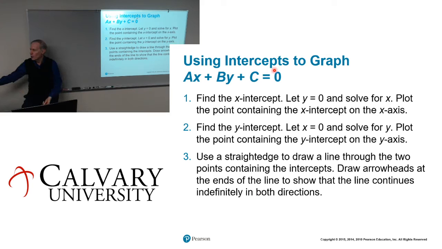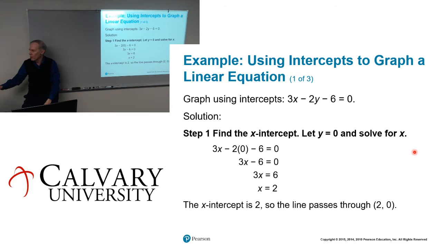So what you would do for an x-intercept, you would just let y equal 0, solve for x. For the y-intercept, let x equal 0, solve for y, and then take a ruler or a straight edge, drawing through those 2 points. So what does that look like in particular?